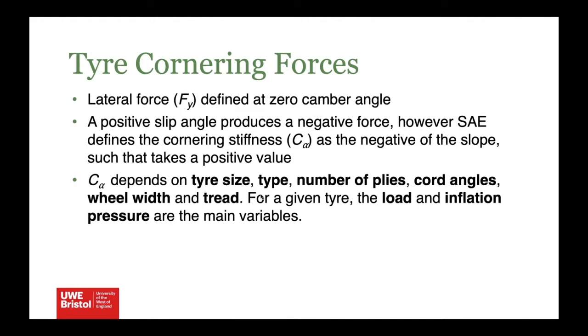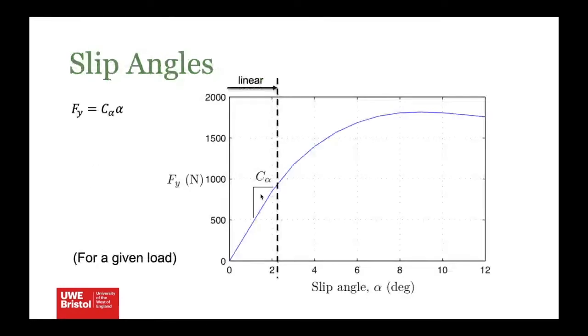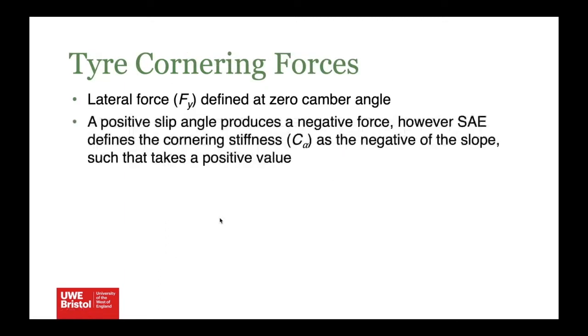And clearly, if you have low inflation pressure, the tyre is less stiff, giving you less ability to grip in the corners. If you imagine your C alpha has gone down, if you look here, if your C alpha is down here, then obviously for a given slip angle, you're generating less lateral force. So that's how you can tell the difference.